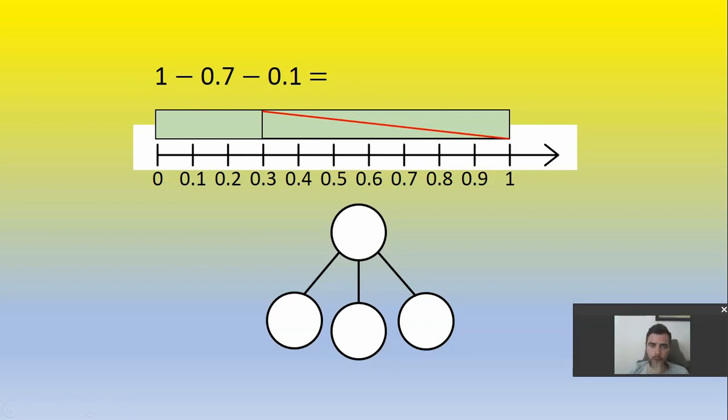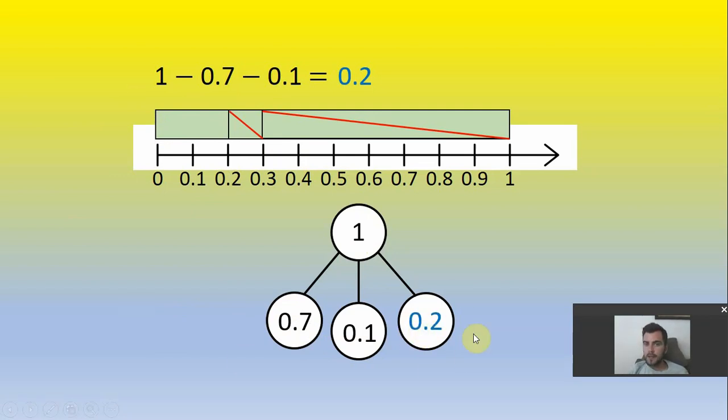So if I take away 0.7, we've got 3 tenths left. We then need to take away 1 more tenth, which gives us an answer of 2 tenths. Okay, using a part whole model, you've got 1 here, you've got your 0.7 here, your 0.1 here, and then your 0.2 would be your answer just here.